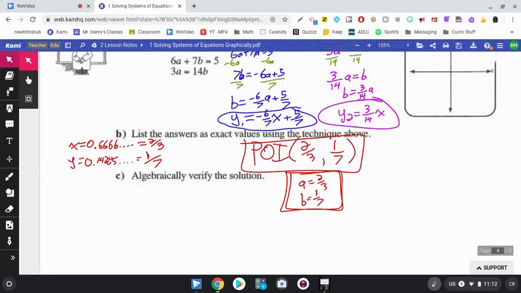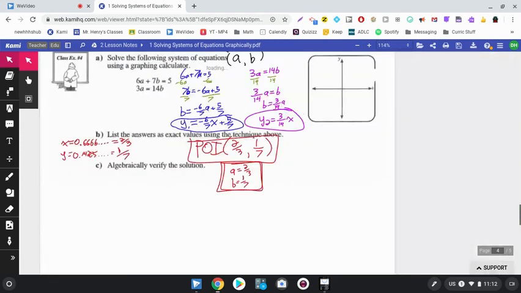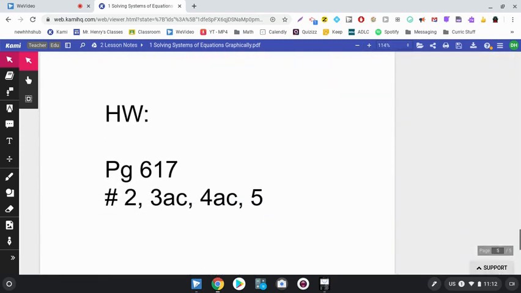All right. It asks you to verify. I'm not going to do that, right? I would take the A value, plug it in, B value, plug it in, hopefully get a value of 5. And then I'd have to do the same thing over here. We're not going to do that. Okay, let's skip the verify on that one and get to some homework, which is right here, page 617, number 2, 3AC, 4AC, and then number 5. And that's it for today.